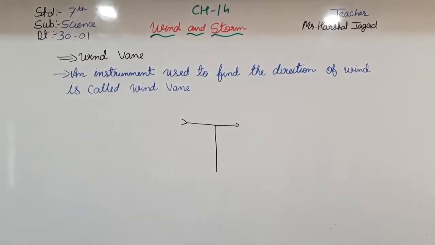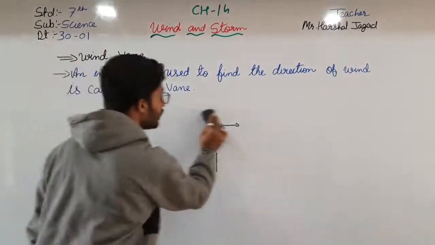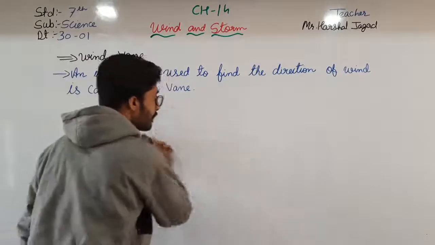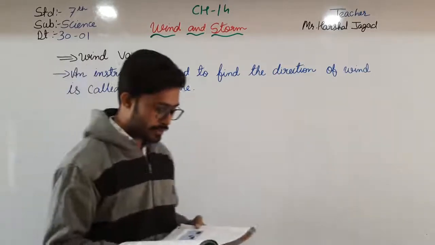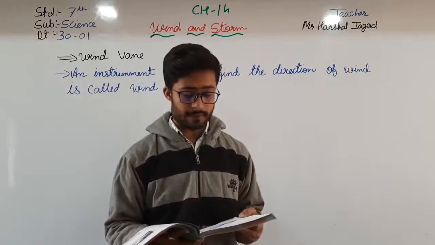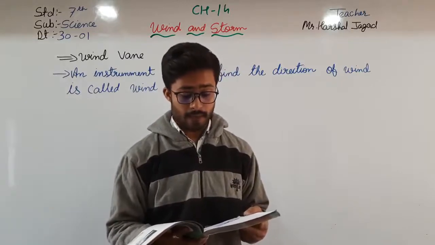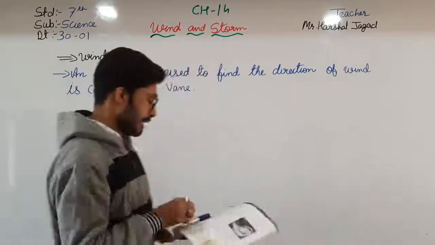And then there is an instrument, see here. The instrument is known as the anemometer. The instrument used to measure the wind speed is called the anemometer. So let us write that.